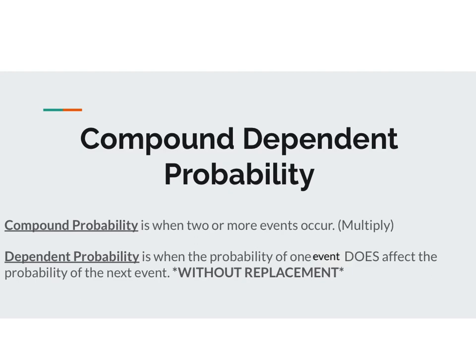In this video, we will talk about compound dependent probability. Compound probability is when two or more events occur and we multiply. And dependent probability is when the probability of one event does affect the probability of the next event. And this is without replacement. Be sure you're taking notes throughout this video.